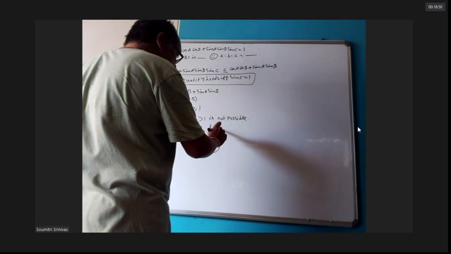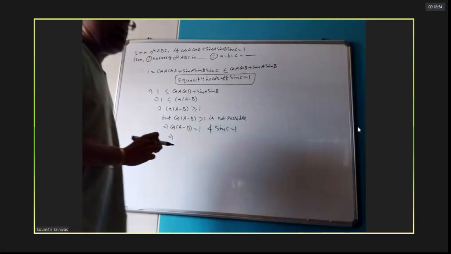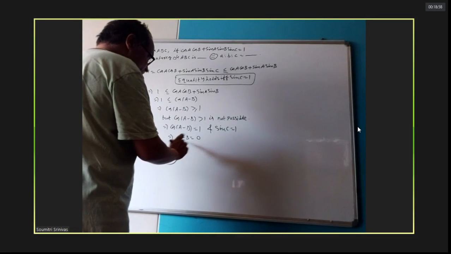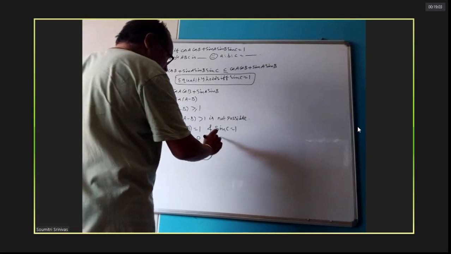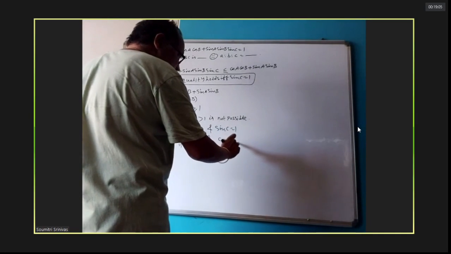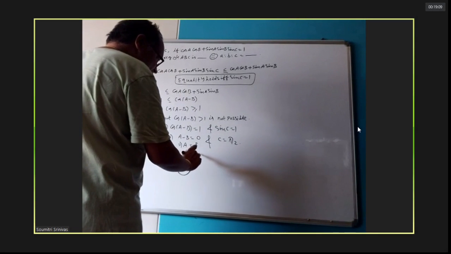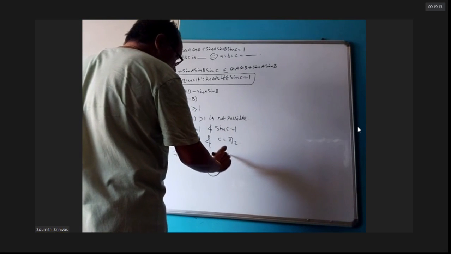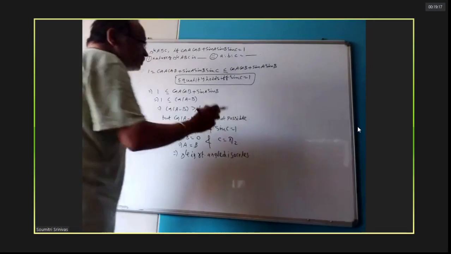And when is cos of an angle 1? When the angle is 0. Cos of A minus B is 1, so angle A equal to angle B. And angle C is pi by 2. This implies the triangle is what triangle? Right angled isosceles triangle. First part of the question is over.